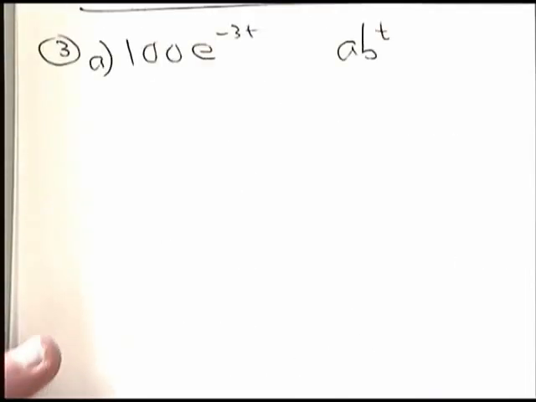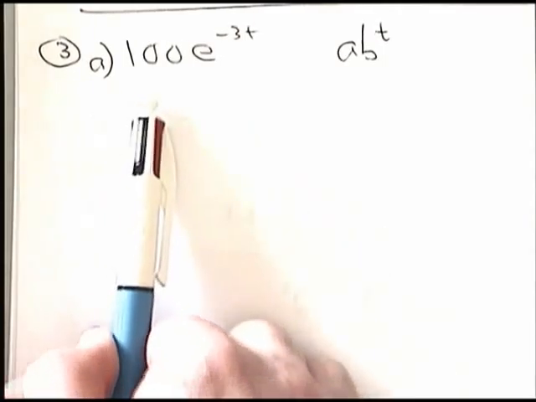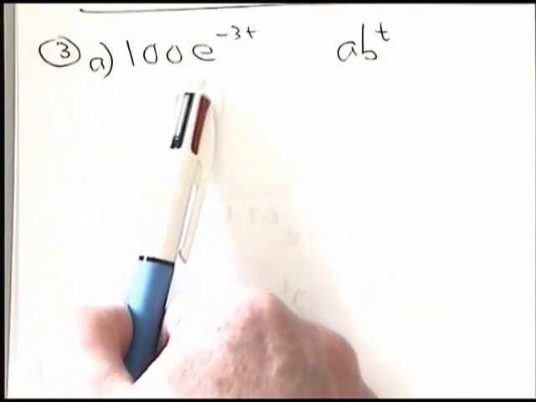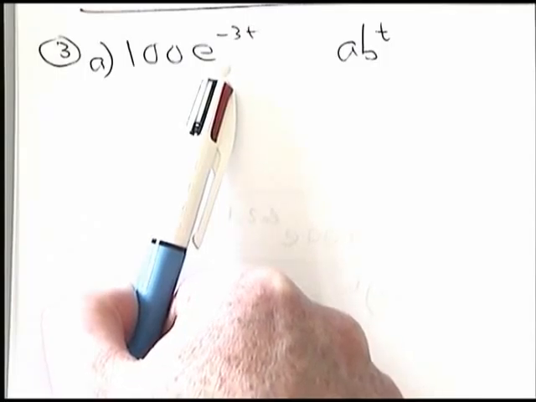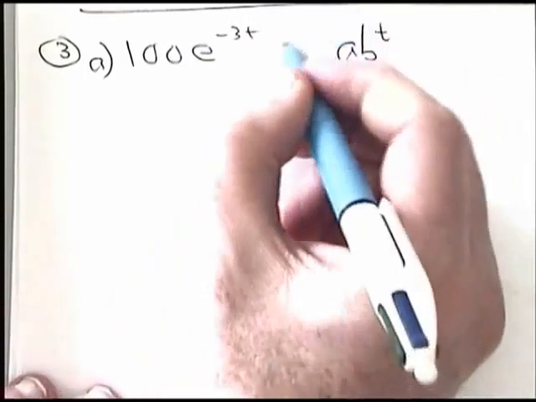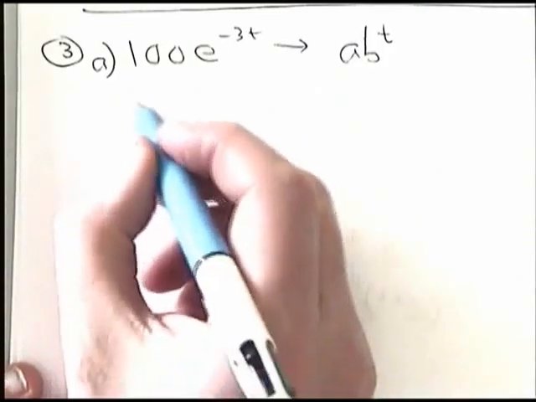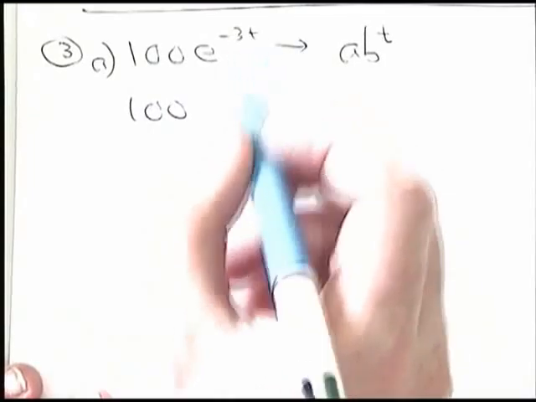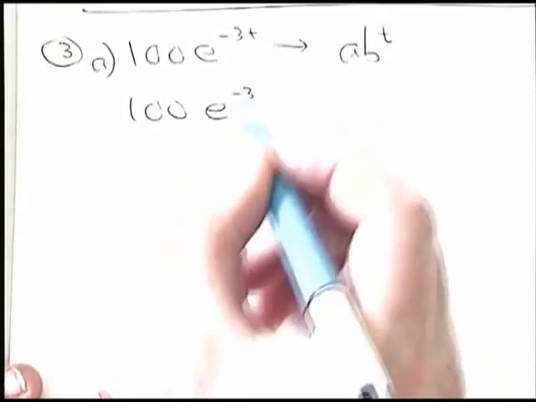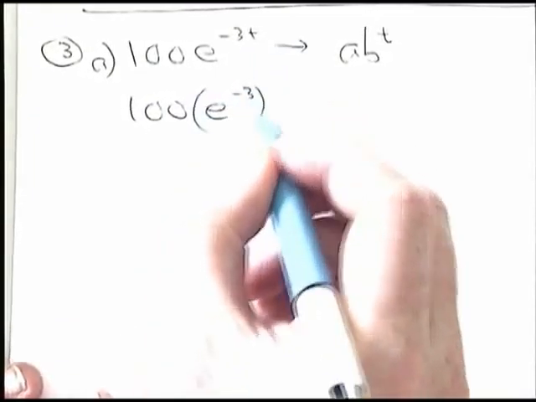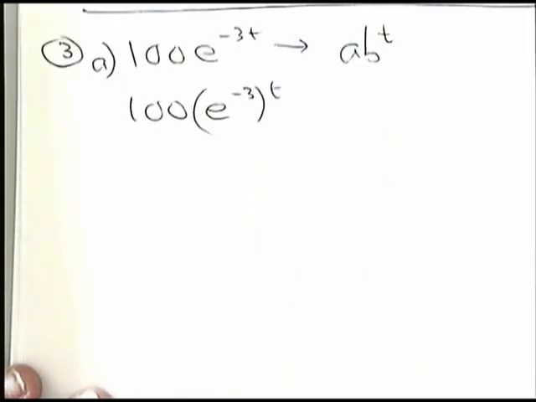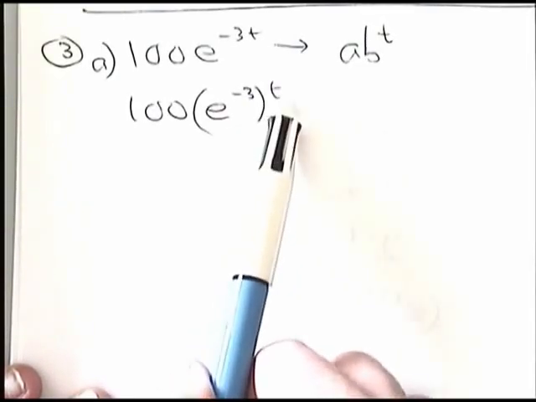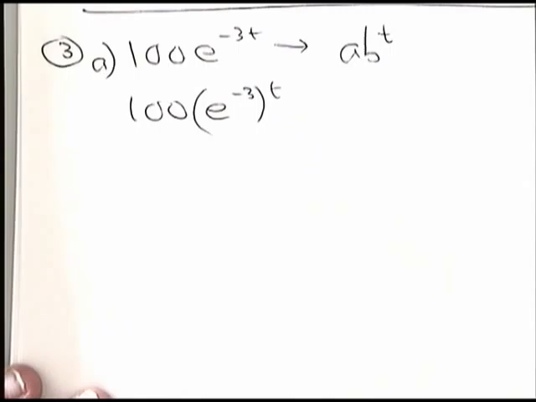Moving on to question 3, part A, they're giving us 100 e to the minus 3t, and they want us to write that as a to the bt. Okay, well the a will be the 100. Let's just think how we can rewrite this. I can rewrite this e to the minus 3t as e to the minus 3 to the power of t, using the law of indices before, that if a power to a power, you times the two together.